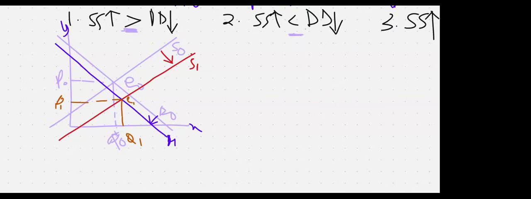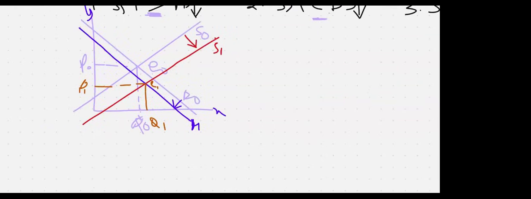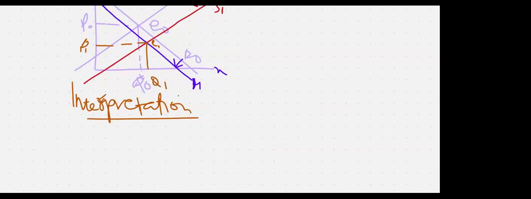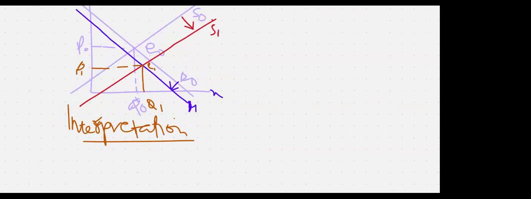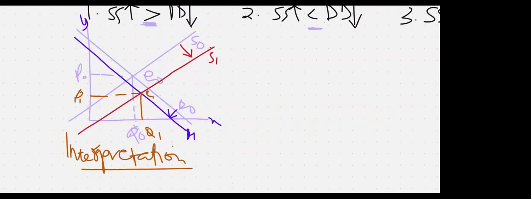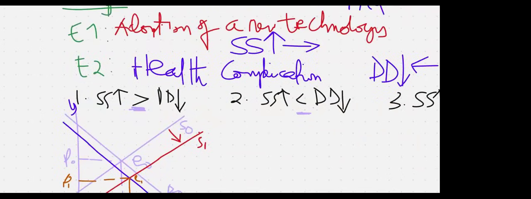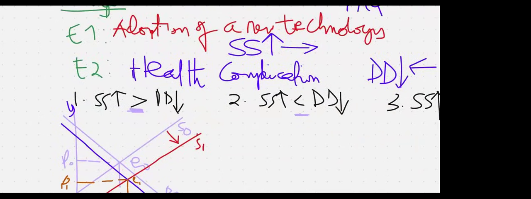So what will be the interpretation? After we sketch the graph, what do we do? We write the interpretation. We will do it for each of them. So what do we say about interpretation? I'm reading it so that you write it.